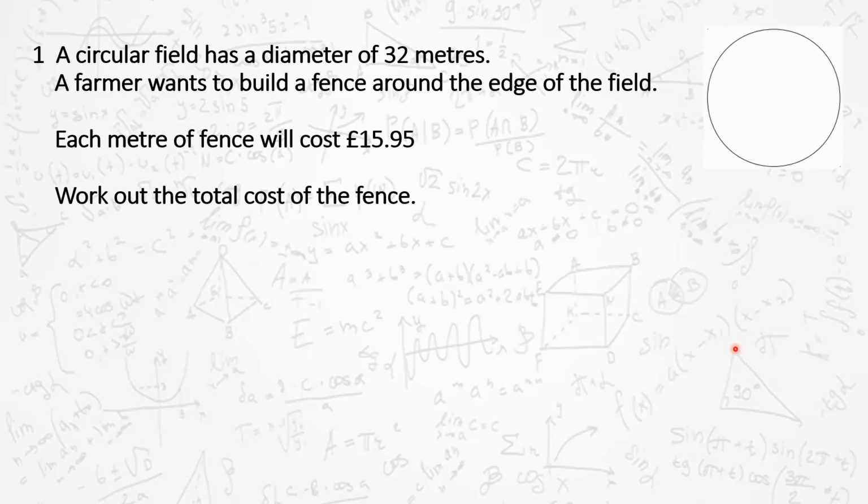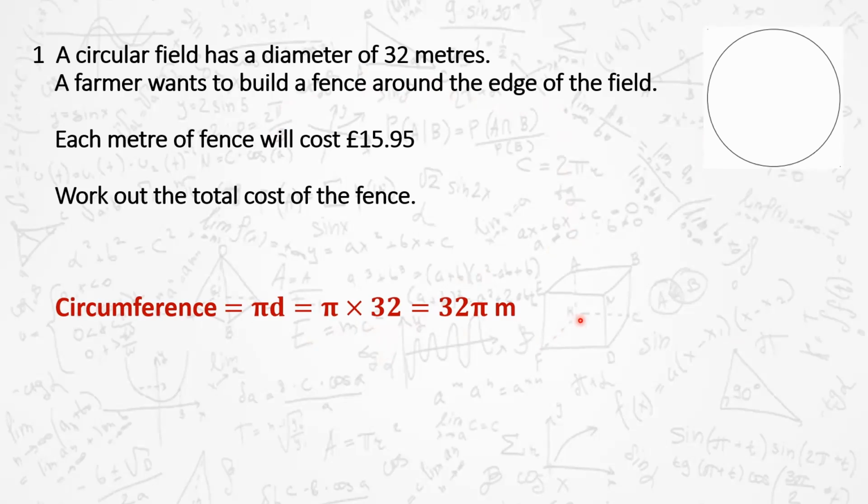For this question, to build a fence around the edge of the field, we will need to know the circumference of the circle. So circumference equals pi d. The diameter of the field was 32 meters, so pi times 32 gives us 32 pi meters. So this is our circumference in terms of pi.